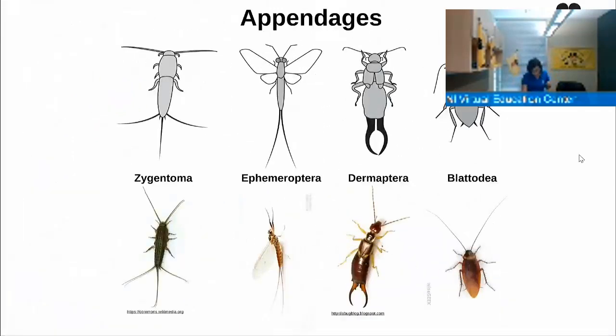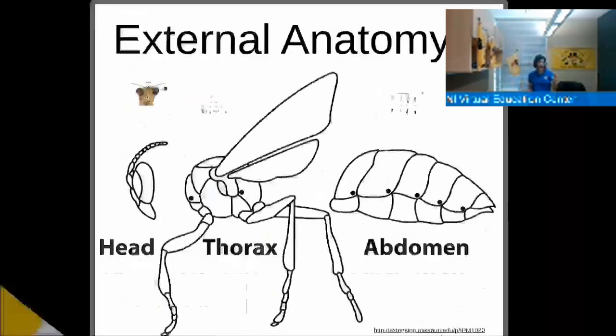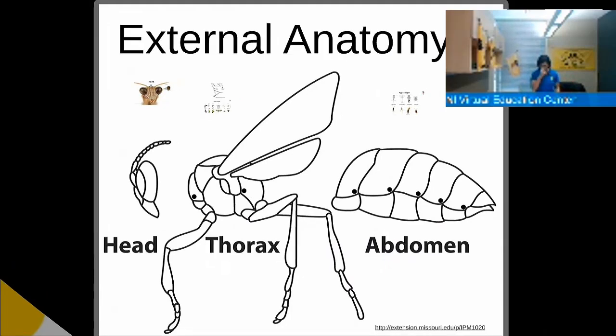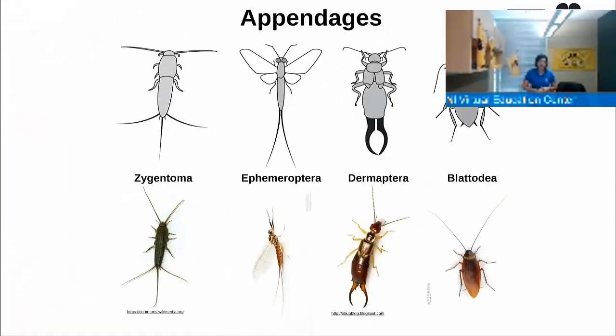The abdomen. Before we go to the abdomen, what are these black dots here? Spiracles. Insects cannot breathe through noses. They have these openings throughout their body where the exchange of air occurs. And in the abdomen, we have the majority of the organs and also appendages that help us identify.